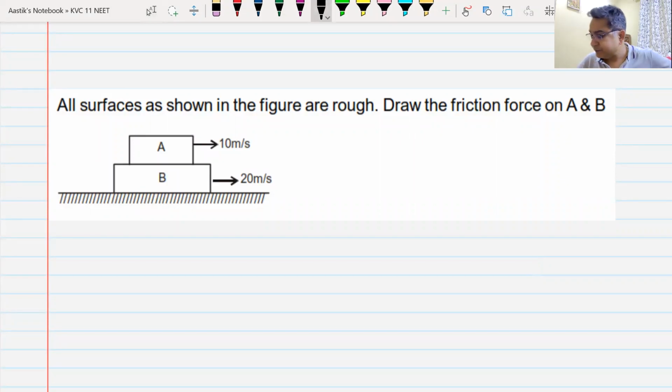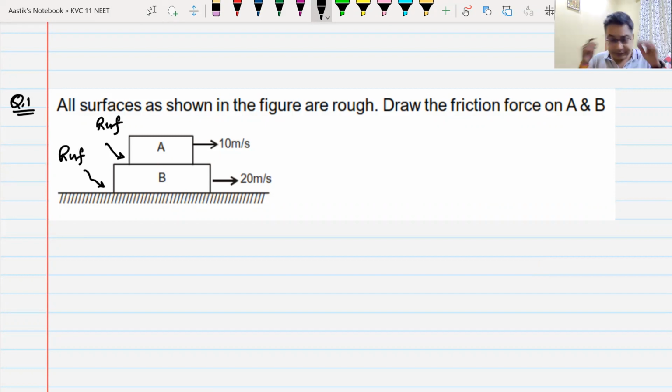Then there is a small question here. You have to tell me the direction of kinetic friction between the two bodies. Remember, this is a rough surface, so the ground is rough. These two bodies are also rough. You have to tell me what will be the direction of friction on all the bodies and who is applying that frictional force. You have 2 minutes to do this.